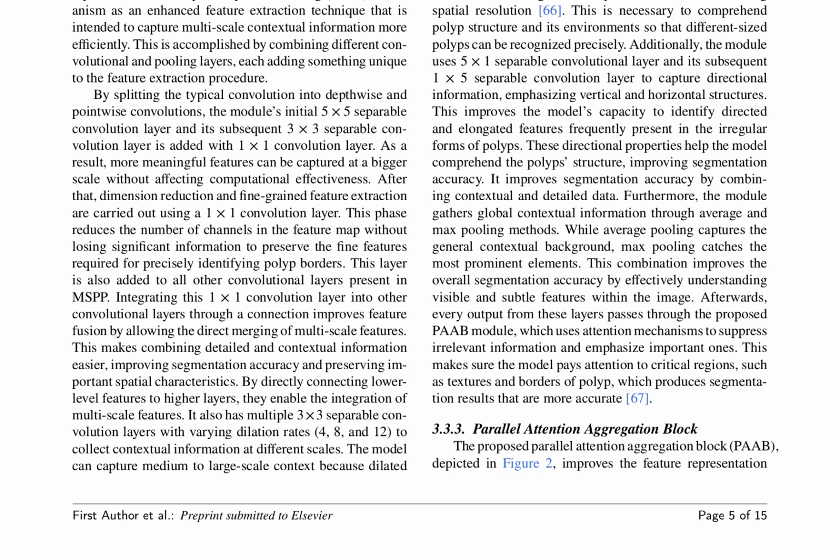preserving spatial characteristics. The model utilizes dilated convolutions with varying dilation rates to capture medium to large-scale context and directional information through 5x1 and 1x5 separable convolution layers, emphasizing vertical and horizontal structures. Global contextual information is gathered through average and max pooling methods. The output from these layers is then processed by the proposed POB module, which leverages attention mechanisms to suppress irrelevant information and emphasize important ones. This ensures that the model focuses on critical regions like textures and borders of polyps, producing more accurate segmentation results.